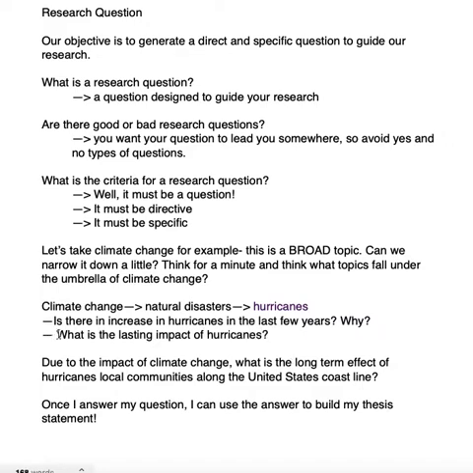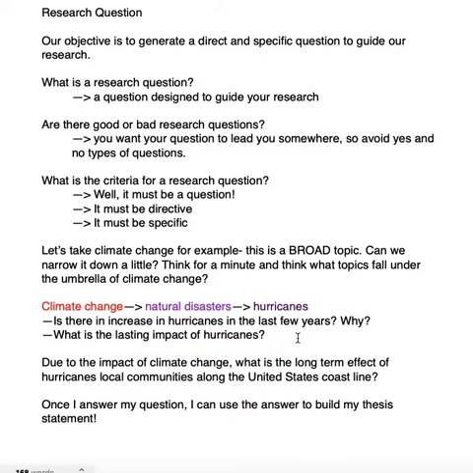All right, then I want to know, what's the lasting impact of hurricanes? I feel like we hear about hurricanes in the news often. So why is there an increase in hurricanes in the last few years, and what is the lasting impact of hurricanes? So I am wondering if there's a connection between hurricanes and climate change, right? Because climate change, remember, is my overarching idea. Natural disasters fall under that, the impact or the increase in natural disasters, and then hurricanes. So that's my natural progression, my funnel.